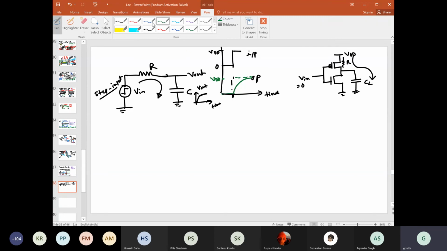But here comes the concept of propagation delay. See, this is the midpoint, VDD by 2, right? So from here till this point, that is the 50% of VDD, this delay will be the propagation delay. I should correct myself. This is not just the propagation delay, but it should be the tP, propagation delay when the output is changing from low to high. Got my point?